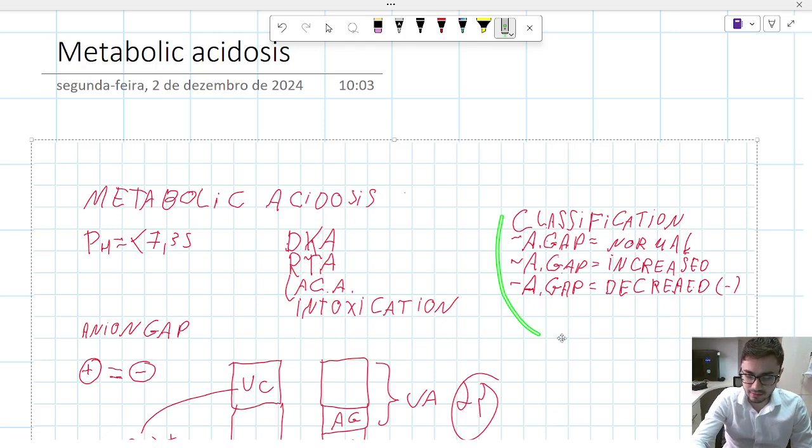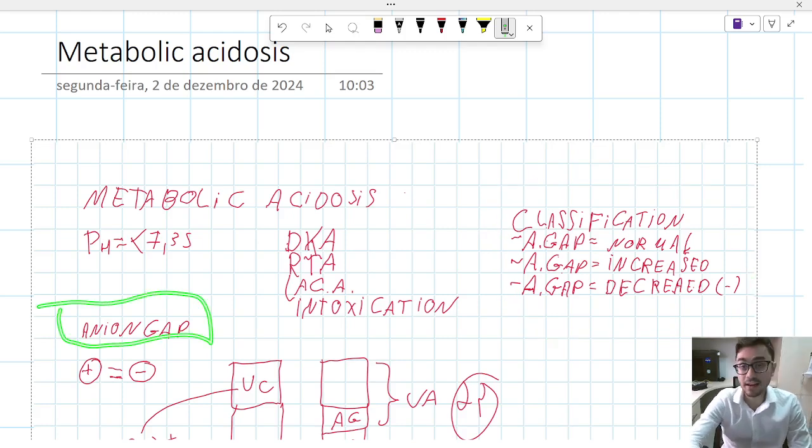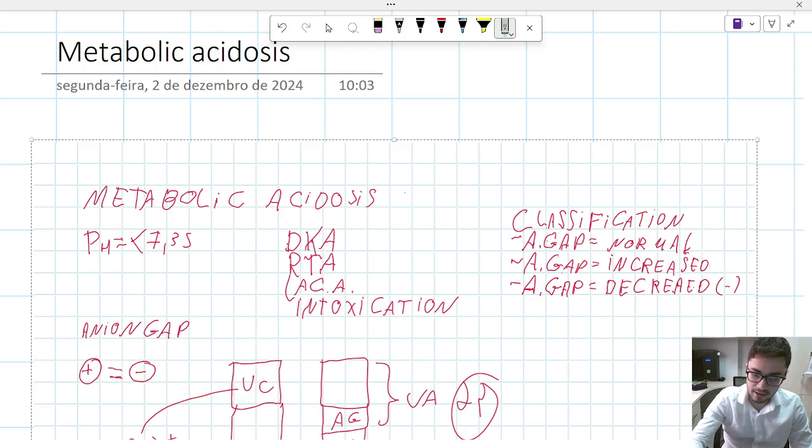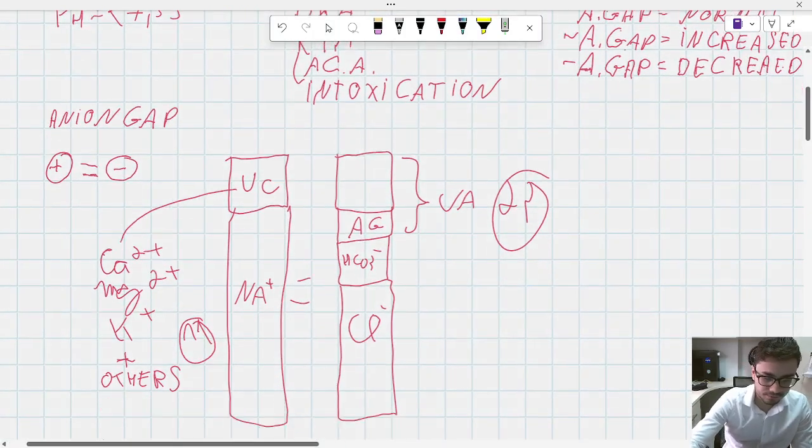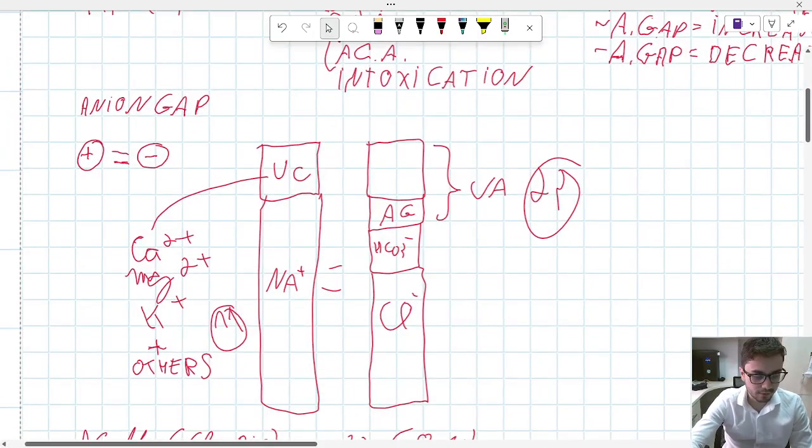And we can classify this metabolic acidosis using the value of the anion gap. And we are going to talk about the anion gap in just a second. But first of all, we can have a normal anion gap, an increased anion gap, okay? And we can have a decreased anion gap or a negative anion gap, okay? So let's talk about the anion gap. I'm going to explain to you the concept behind this.